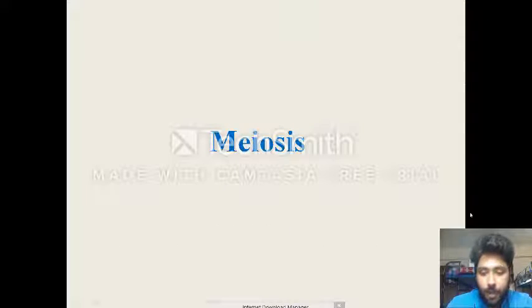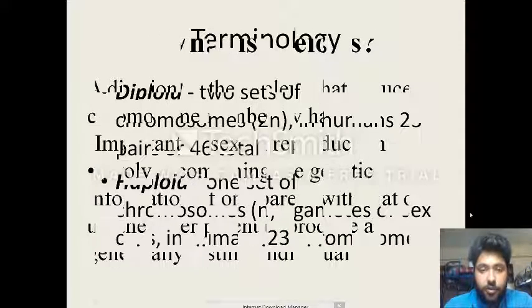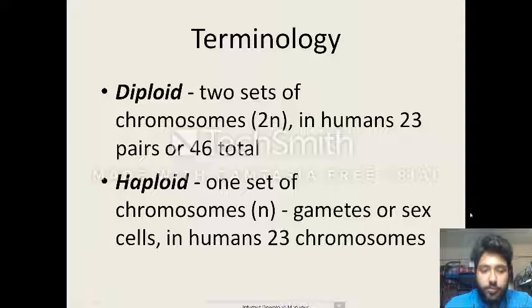So now we'll see what meiosis is. A division of the nucleus that reduces the chromosome number by half, important in sexual reproduction. Mainly, mitosis is asexual reproduction and meiosis is sexual reproduction. It involves combining genetic information from one parent with that of the other parent to produce a genetically distinct individual. So terminology, we all know: diploid means two sets of chromosomes, haploid means one set of chromosomes, gametes or cells.